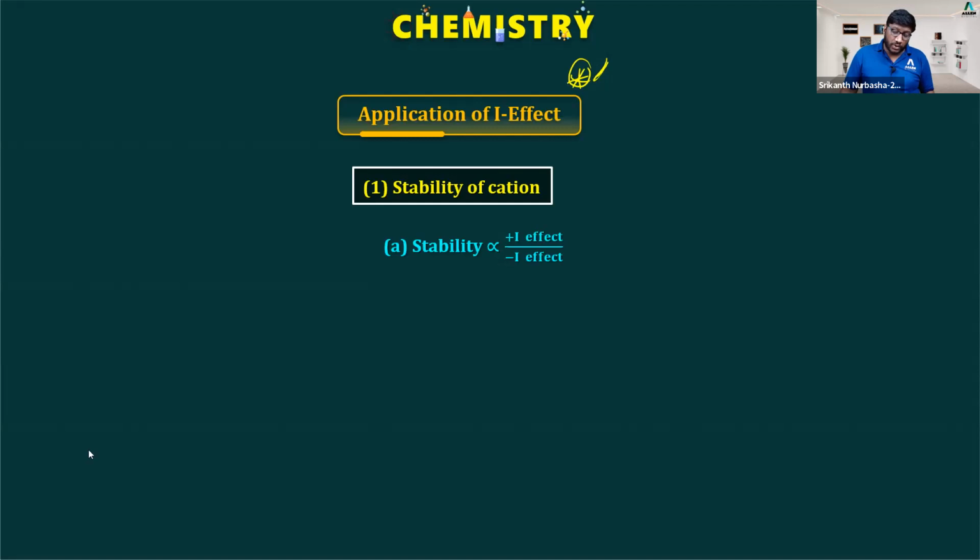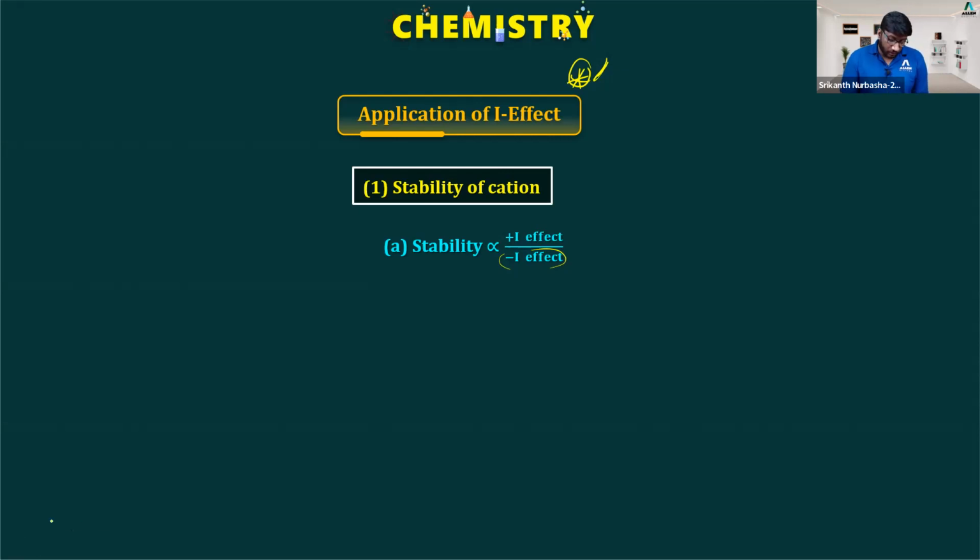Yes or no? So if we have a cation, and that cation is connected to electron withdrawing groups, meaning minus I groups, what happens? The positive charge of the cation increases. Because of the increase in positive charge, stability decreases. So stability is inversely proportional to minus I effect and directly proportional to plus I effect for the cation.